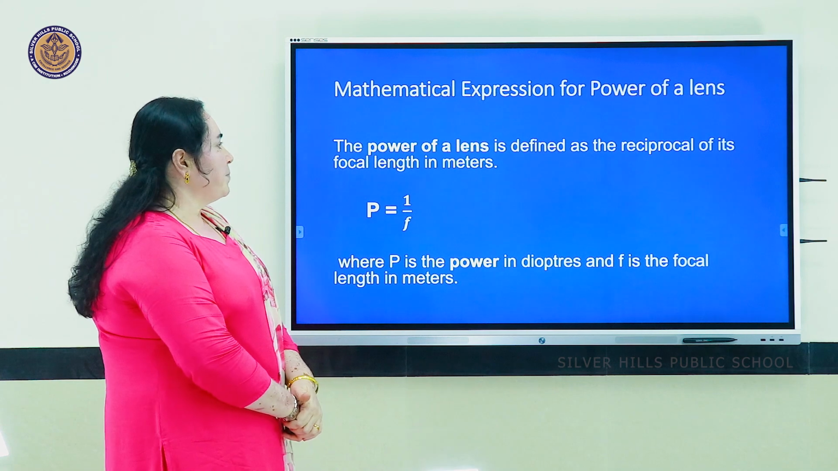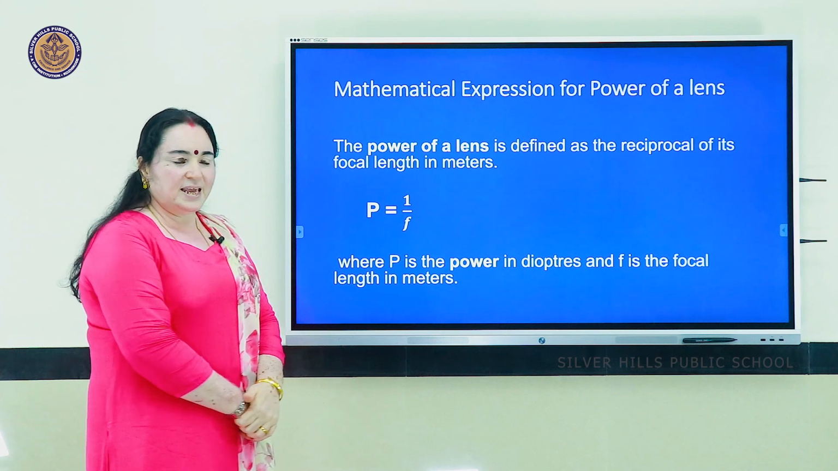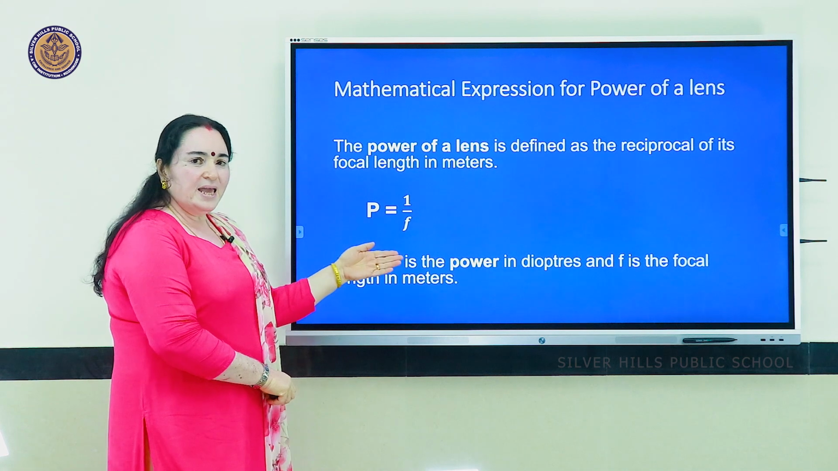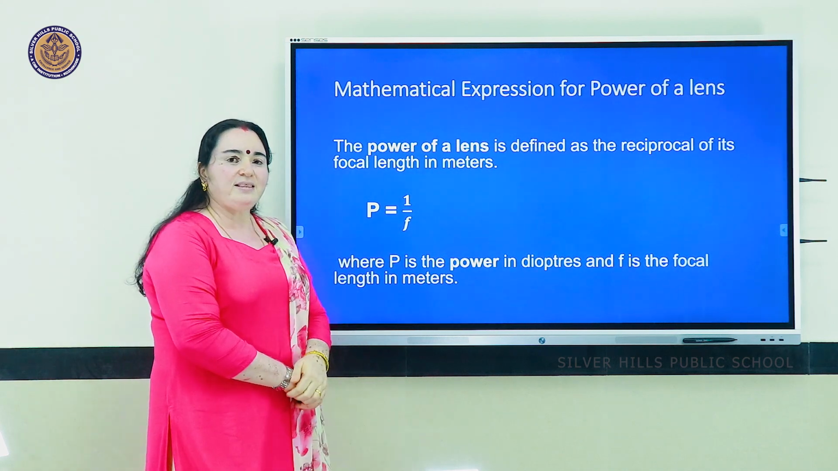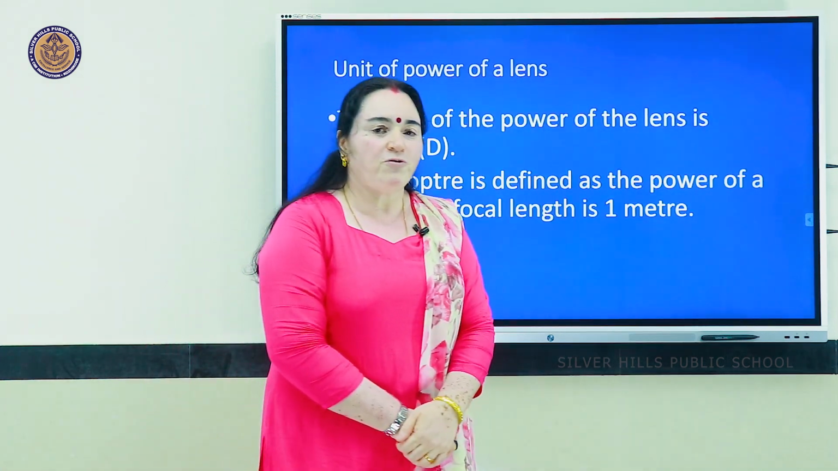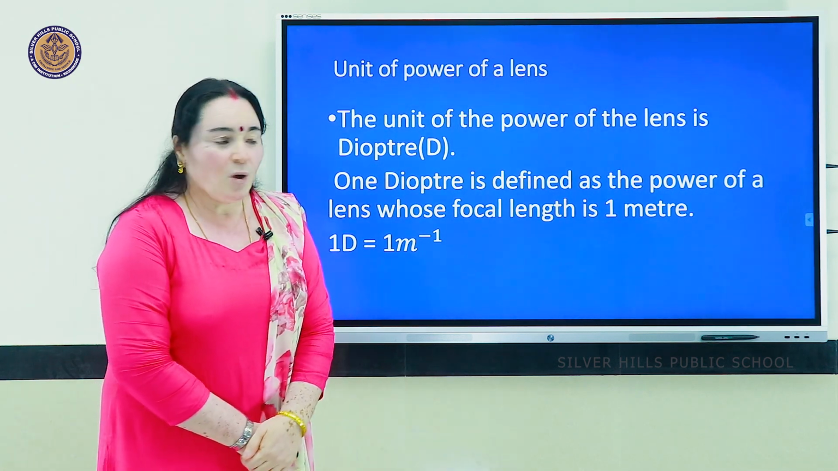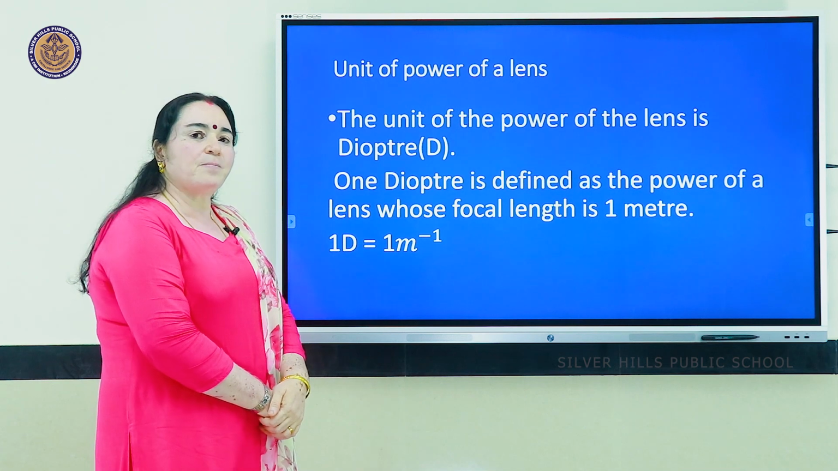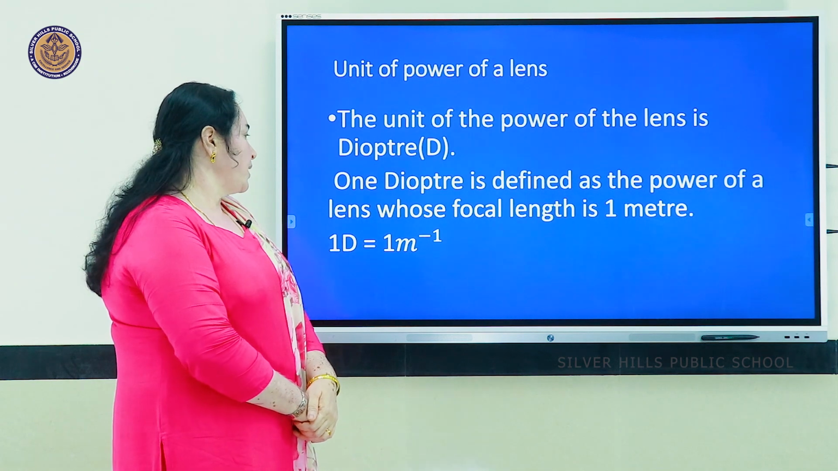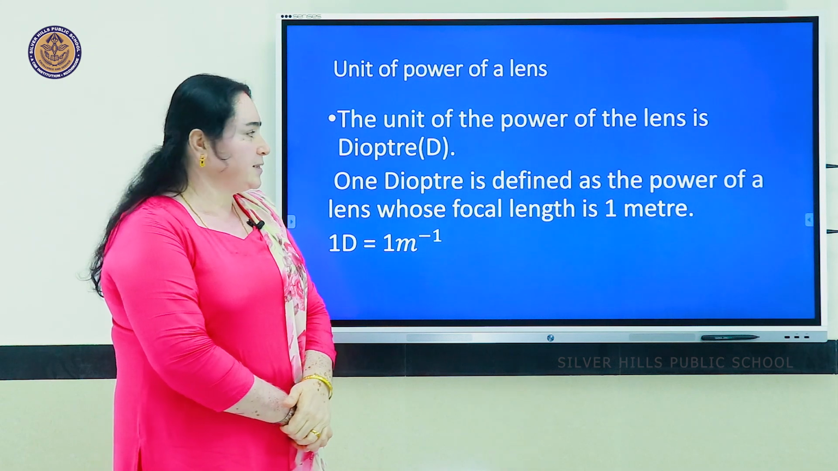Mathematically, the power of the lens can be defined as the reciprocal of its focal length in meters. So, power of the lens P is equal to 1 by f, provided that your focal length is indicated in meters. Unit of the power of the lens. The unit of the power of the lens is diopter. 1 diopter is defined as the power of the lens when the focal length is 1 meter. So, 1 diopter is equal to 1 meter inverse.